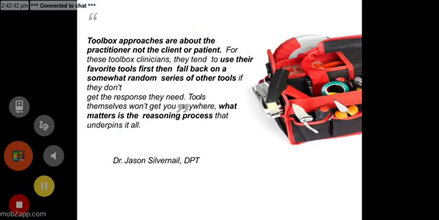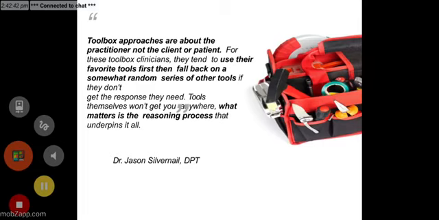Now, you might understand that when a therapist deals with pain, they think, I have a toolbox with me, I want to use the best tool. This is called the toolbox approach. It is about the practitioner, not the client or patient. These toolbox clinicians tend to use their favorite tool first, then fall back on a somewhat random series of other tools if they do not get the response they need. Now, tools themselves will not get you anywhere. What matters is the reasoning process that underpins it all.